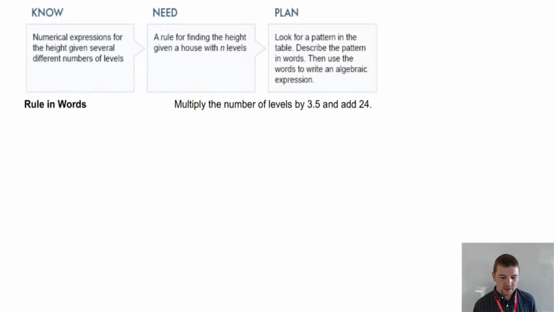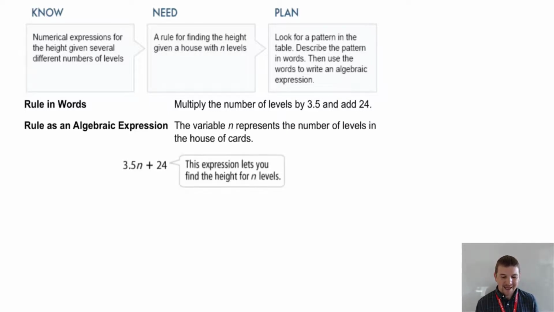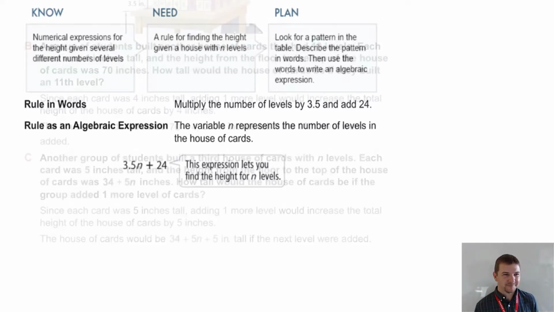So, the rule in words. Multiply the number of levels by 3.5 and add 24. The rule as an algebraic expression. The variable n represents the number of levels in the house of cards. So we can write 3.5n plus 24. This expression lets you find the height for n levels.